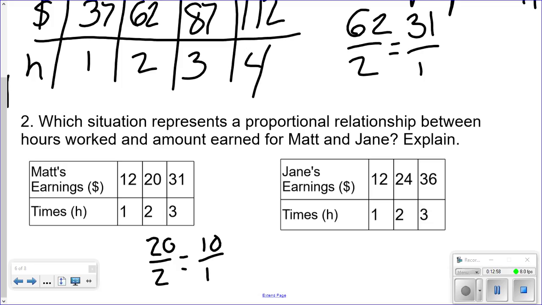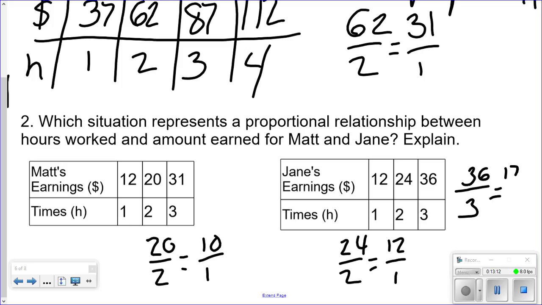Let's take a look at Jane. Jane's second rate is 24 over 2. 24 divided by 2 is 12 over 1. You guys should already know 36 divided by 3 is also going to be 12 over 1. Therefore, Jane's earnings per hour is proportional because they all have the same unit rate of $12 for every hour.